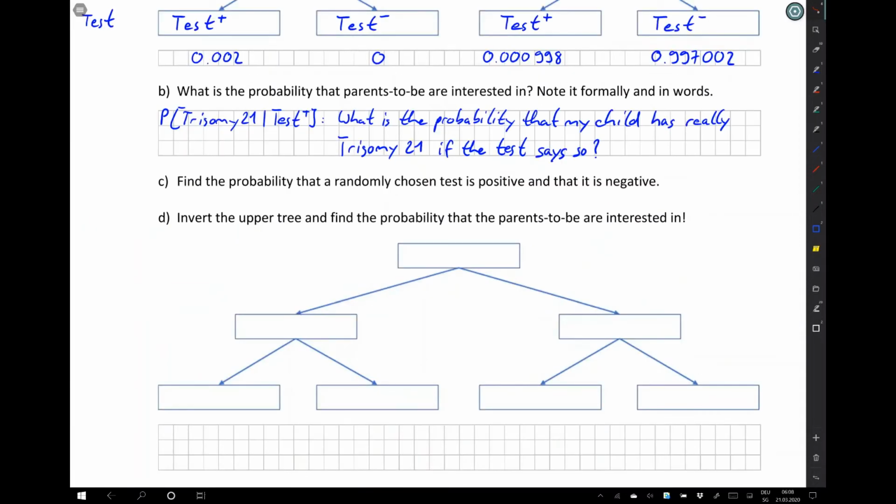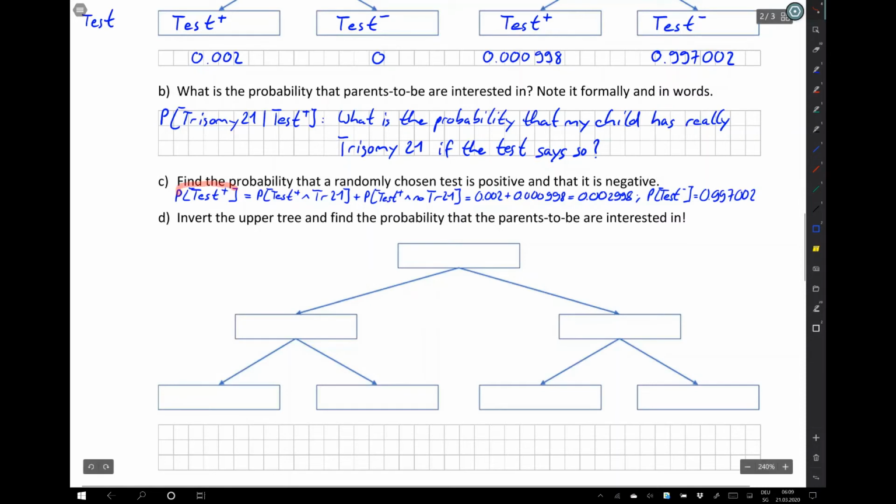Solve task C, stop the film, and here comes the result. To find the probability that the test will be positive, we have to add the probability that the test is positive and there is trisomy 21, and the probability that the test is positive and there is no trisomy 21. And the same for test negative, but one of them is 0, so we just get this second number here. Task D, you have to invert the tree.